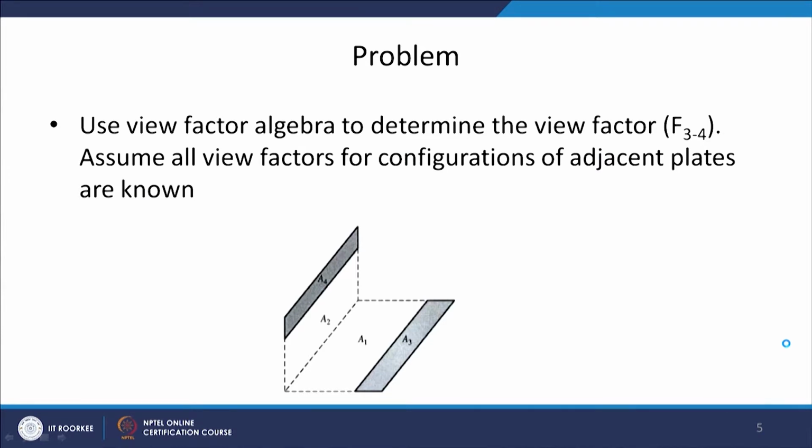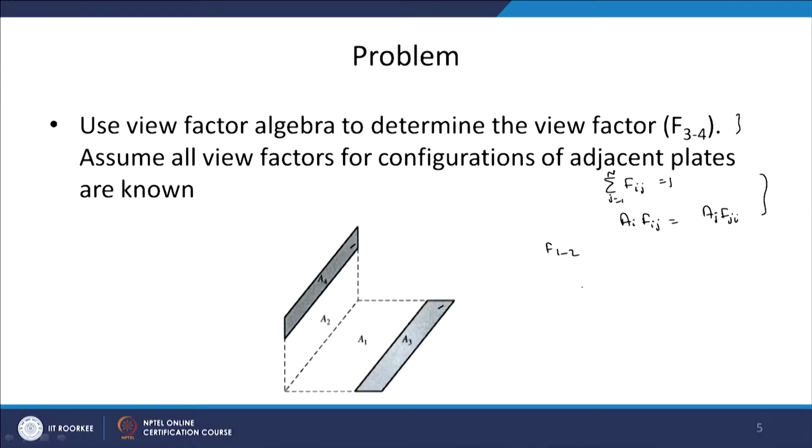This problem basically involves simple algebra, view factor algebra. We have already discussed this algebra, that means summation of F i j, j is equal to 1 to n is equal to 1, and A i F i j is equal to A j F j i. So, these are the rules for view factors that we have studied. We apply these rules to find out the view factors between this configuration 3 and 4. So, we have to find out the view factor F 3 to 4.